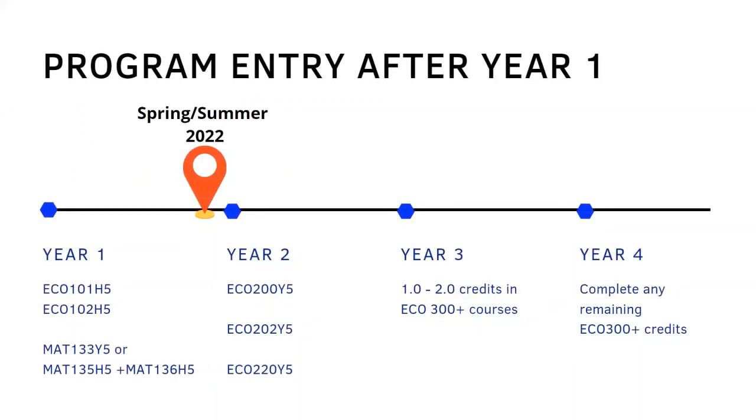Program entry after Year 1 looks like this. In Year 1, students will complete the required courses in economics and math, and at least 4 credits in total. At the end of Year 1, in the spring or summer of 2022, you will request program entry, and then you will begin the second year courses in Year 2. In Year 3 and 4, you will complete the remaining requirements for the program.